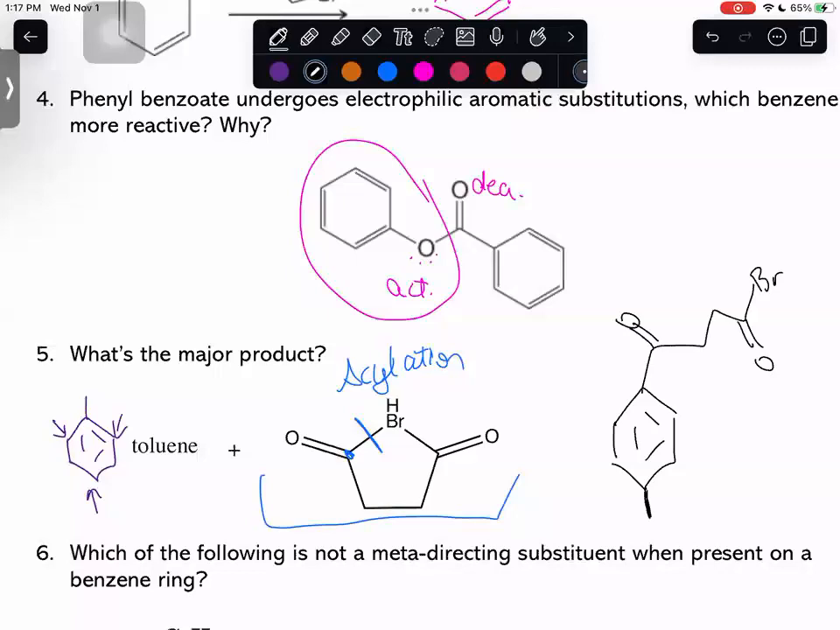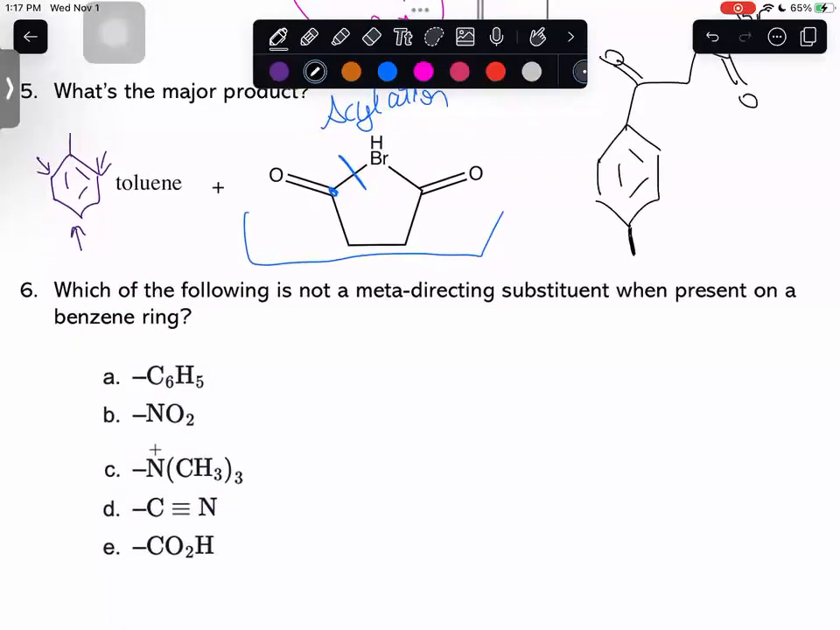Okay, ready for the next one? Oh, yeah. This one's simple. Conceptual stuff. Which is not a meta director? When present, meta is a deactivator, so we're looking for activators. So A. Everyone agree? B? Why are we changing our answers? No, A. It is gonna be A. Oh, I thought you were looking for more than one. Oh, no, just one. It's gonna be A. What's A? How does that molecule look? It's just a benzene group.